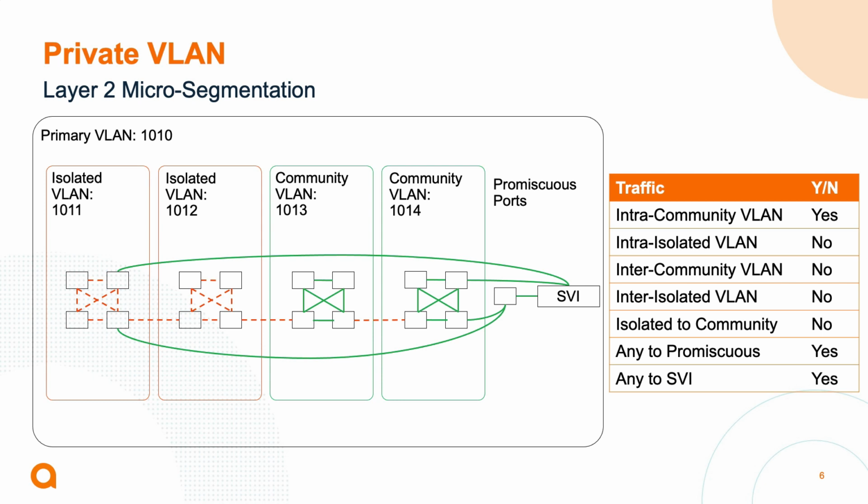So all of that is summarized on the table on the right. So ports within the same community VLAN can talk to each other. Ports within the same isolated VLAN cannot talk to each other. Inter-community VLANs, there's no communication. Inter-isolated VLANs, there's no communication. Isolated to community VLANs, there's no communication. Any port to promiscuous port can communicate, and any port can communicate with the SVI.